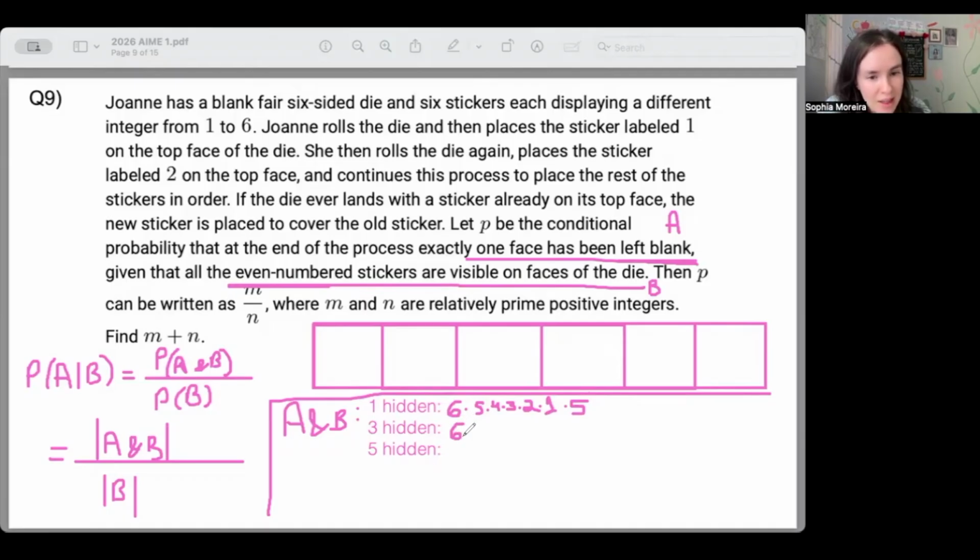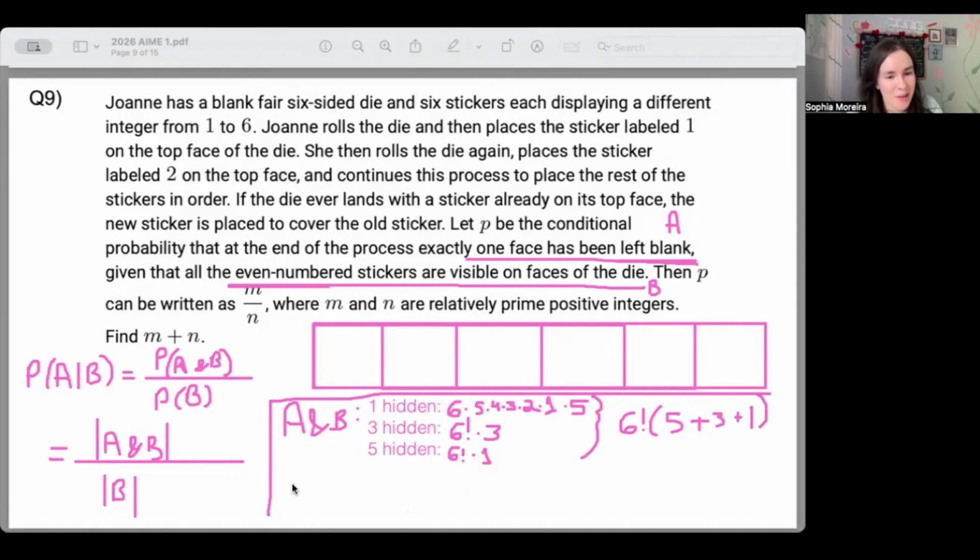For the 3 hidden, 6 factorial again, but this time the 3 can only go behind the 4, the 5, or the 6. So that's times 3 options here. And then finally, for having the 5 hidden, we can only place the 5 behind the 6. That's one choice. So therefore, for having the A and B, we have 6 factorial times 5 plus 3 plus 1.